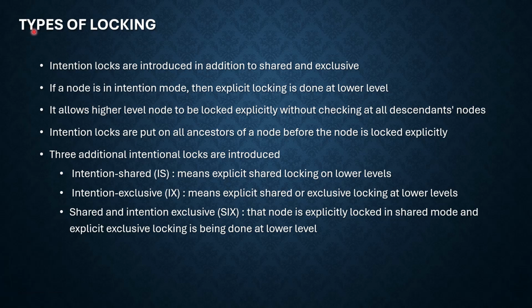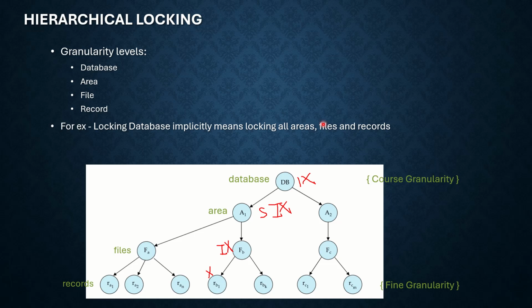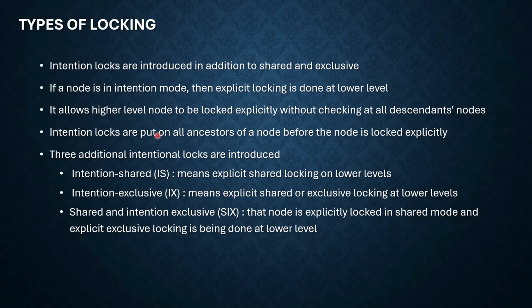So in the types of locking, we have introduced intention locks. Intention locks are introduced in addition to shared and exclusive lock. If a node is in intention mode, then explicit locking is done at lower level. So here I have shown, if I have already put intention exclusive lock here, then that means that any of the lower level node can have an exclusive lock here. That is the meaning of intention lock, and it allows a high level node to be locked explicitly without checking all the descendants.